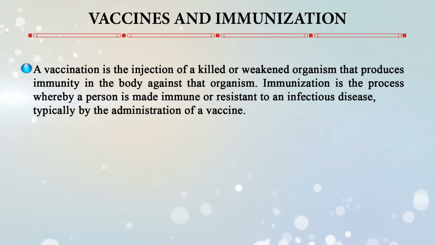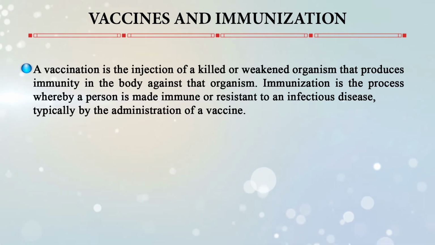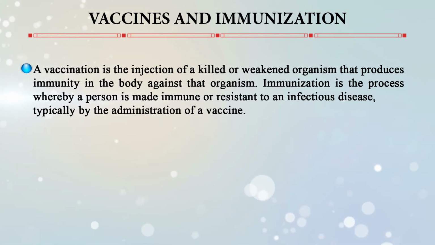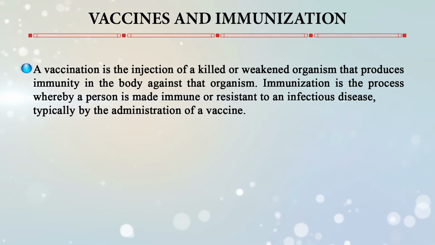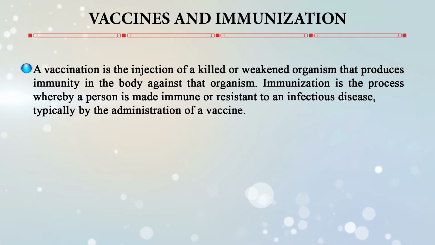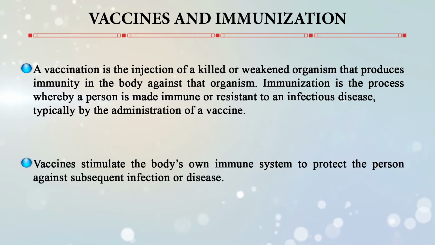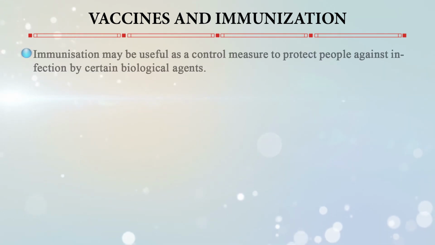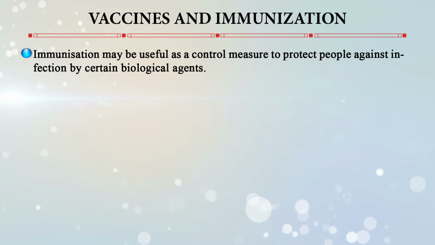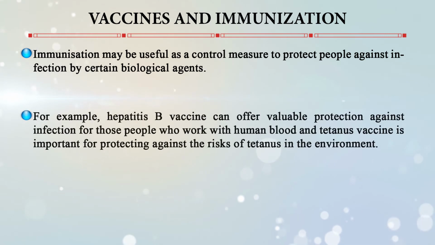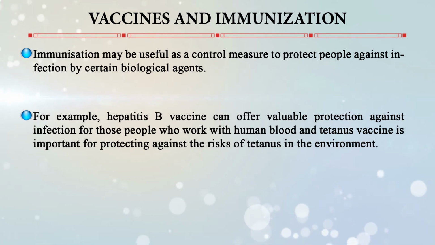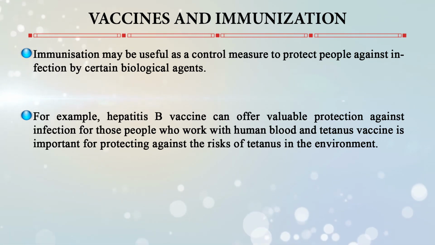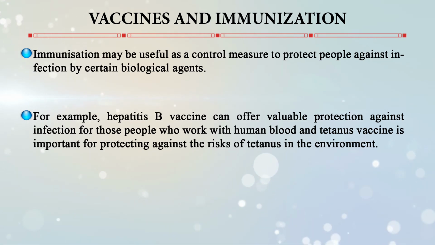A vaccination is the injection of a killed or weakened organism that produces immunity in the body against that organism. Immunization is a process where a person is made immune or resistant to an infectious disease, typically by the administration of a vaccine. So vaccines stimulate the body's own immune system to protect the person against subsequent infection or disease. Immunization may be useful as a control measure to protect people against infection by certain biological agents. For example, the hepatitis B vaccine can offer protection against infection for those people who work with human blood, and the tetanus vaccine is important for protecting them against the risk of tetanus in the environment.